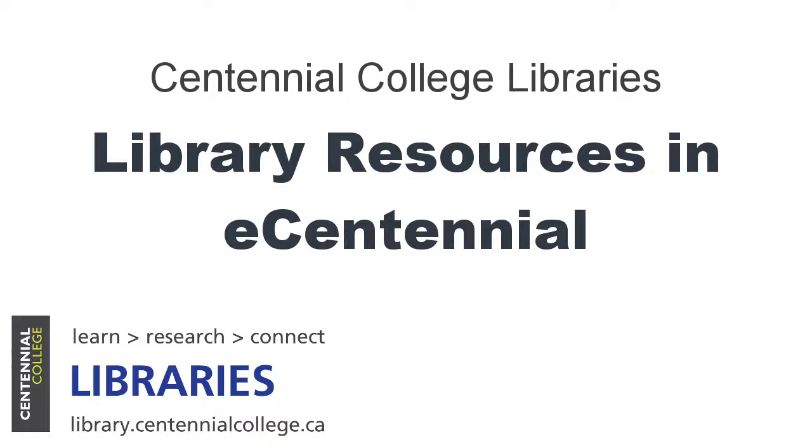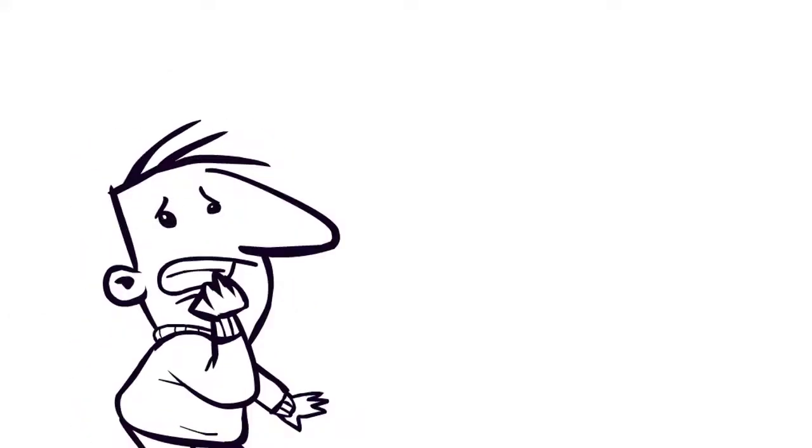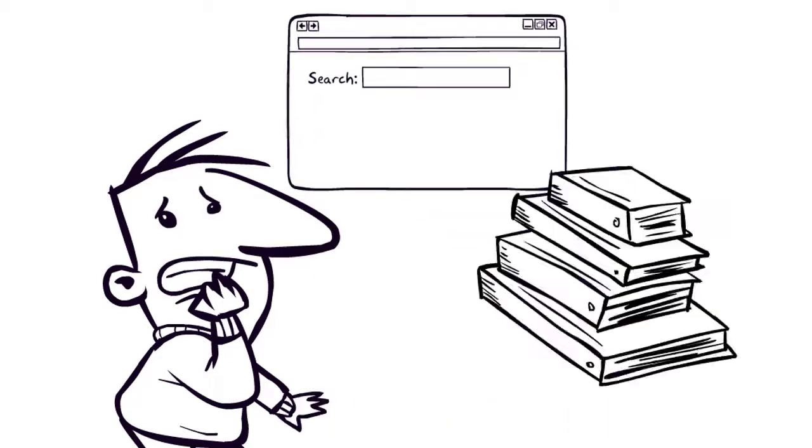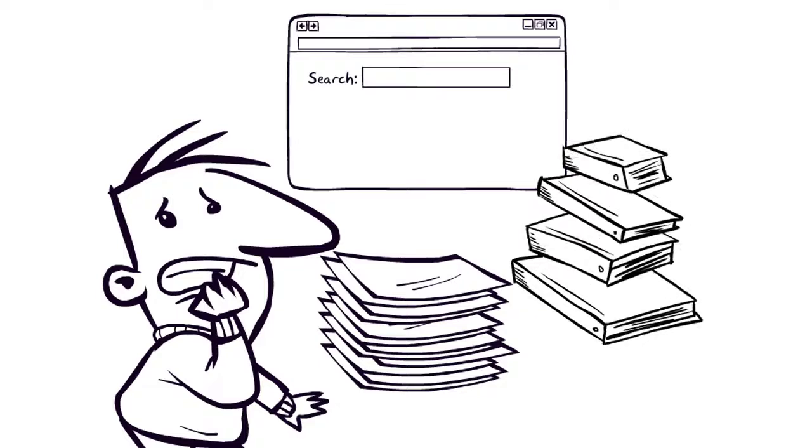This short video demonstrates a new feature of eCentennial that brings customized library resources to your students right in your course website. When students are asked to find information for an assignment, they often don't know where to begin. As instructors, you want your students to use the kind of high-quality resources that the library offers, but the number of options can seem overwhelming.